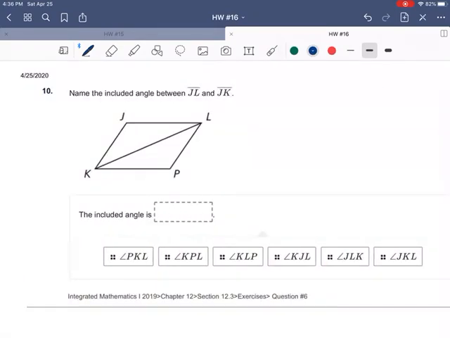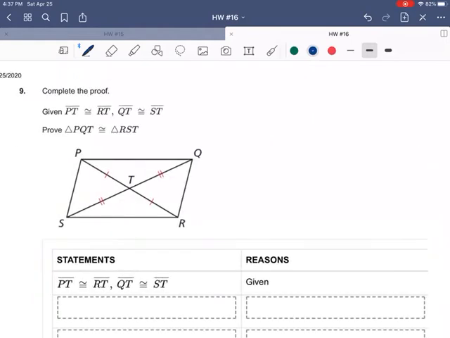Number 9 and 10. Okay. Oh, actually, 10's easy. Let's do number 10 and then we'll come back to number 9. Name the included angle between JL and JK. So obviously it's a single angle. You just need to name it. So decide what the name is for that one and then fill that in.